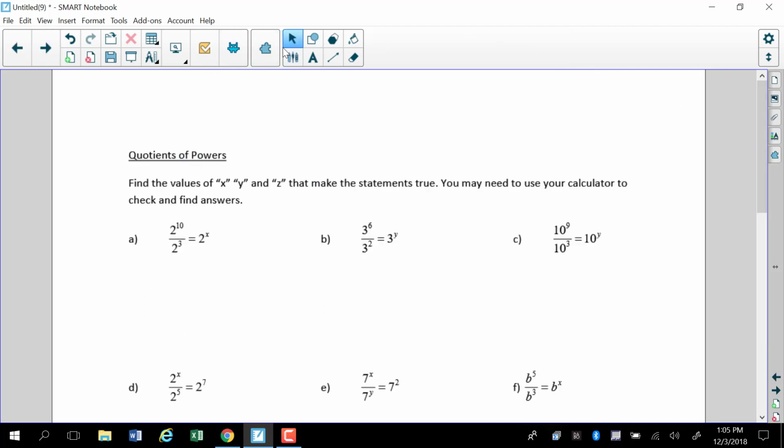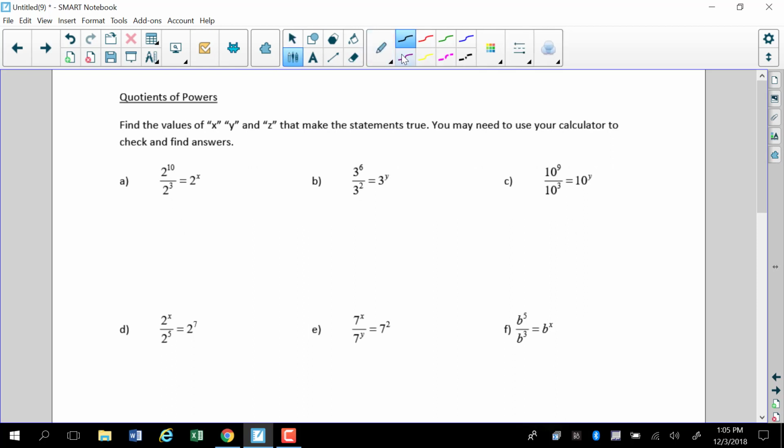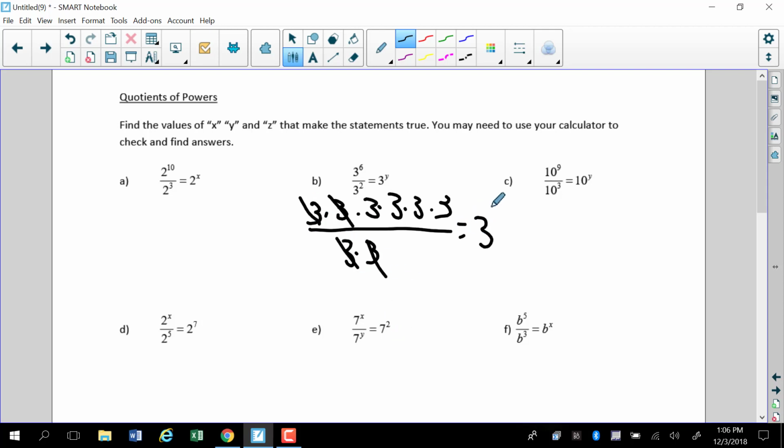Now, we're talking about quotients of powers. We're talking about division. So when we're dividing, and I'm going to do this problem first because it's a little bit shorter, I have 6 3s up top and I have 2 on the bottom. What happens is this and this can cancel, this and this can cancel, and I'm left with 4 powers of 3 up top. That's it. The other way you can do it is just take a look at 6 minus 2, which gives you 4.